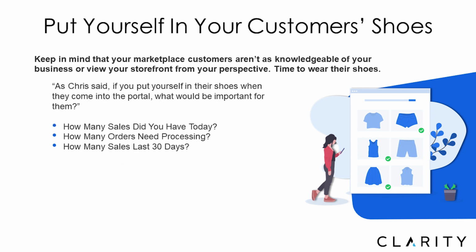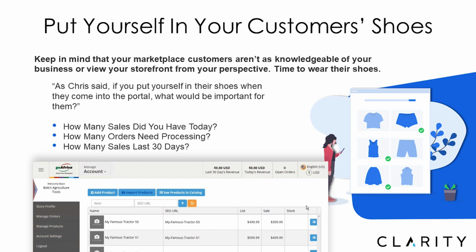Yeah, I agree. Matter of fact, we've got some other sections coming up here where we'll bring up some pictures from other marketplaces that we've done and do some callouts. And as Chris said, if you put yourself in their shoes, when they come into the portal, what would be important for them? Is it just up in the header? Here's the number of sales that you've had today. Here's how many orders have been placed that are waiting for you to process. Here's what the sales were the last 30 days. What is the most important information? Just bubbling that up in the header.